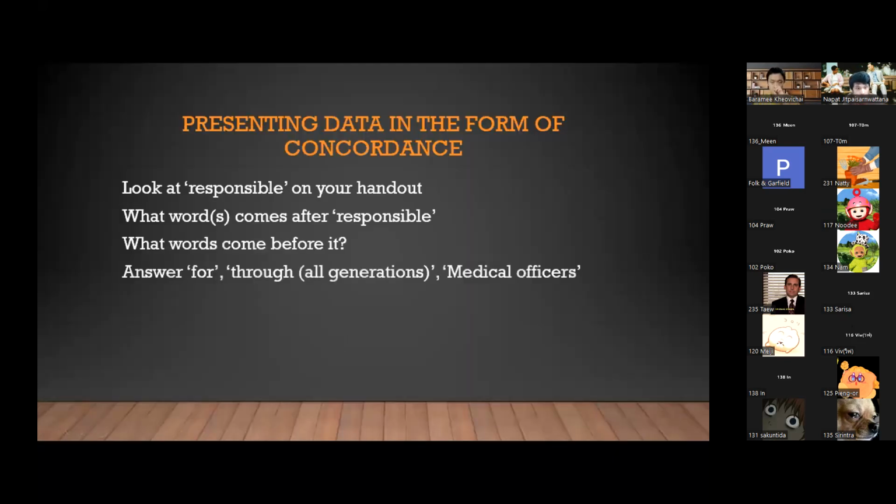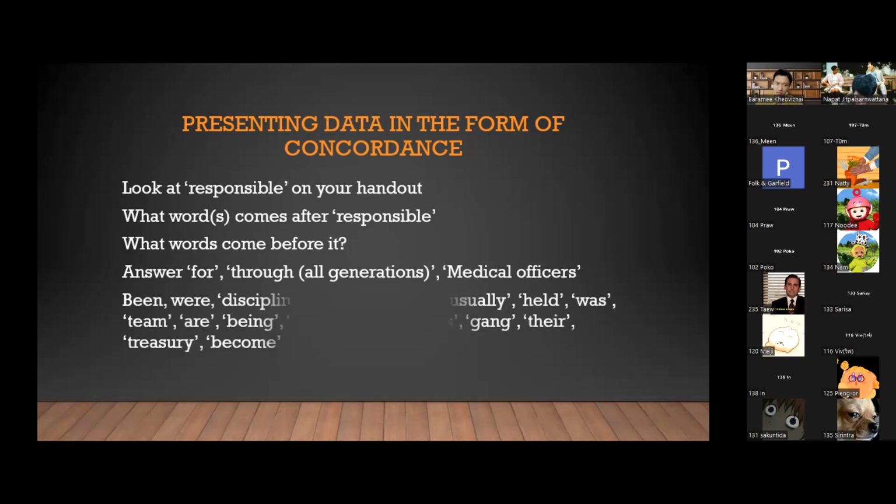So for the words that occur on the right, we have the word for as the majority. In most of the lines, the word for. Then we also have the word through and also medical officers. Sometimes there is a noun after responsible. Now, for the words that occur before responsible, on the left of responsible, we have verb to be, like being, were, was, being. Sometimes we have nouns like disciplinary agent, team manager, ministers, gang.